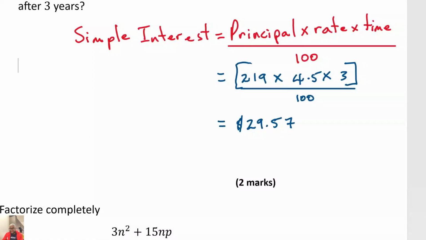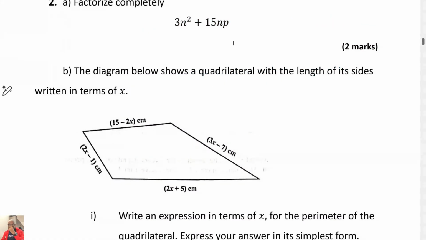We are at 30 minutes. Let's see if we can factorize completely. We are looking for the HCF of 3n squared and 15np. What is the HCF of 3n squared and 15np? Look at the numbers first. What's the HCF of 3 and 15? 3. What letter is common in both terms? N. I train you all to always take out the lowest power of n, which is n to the first power.